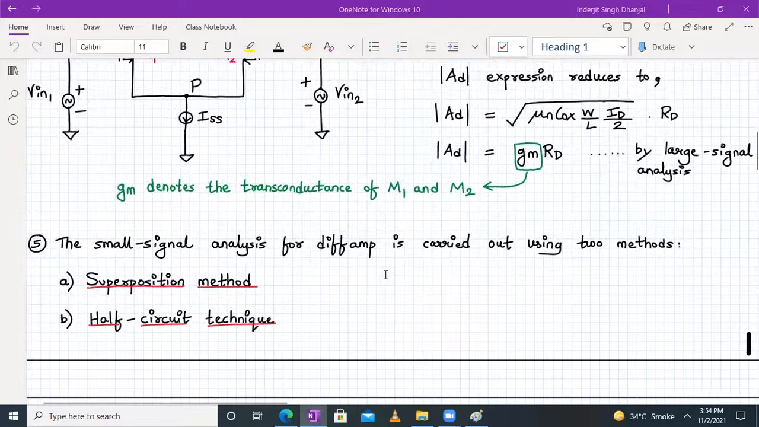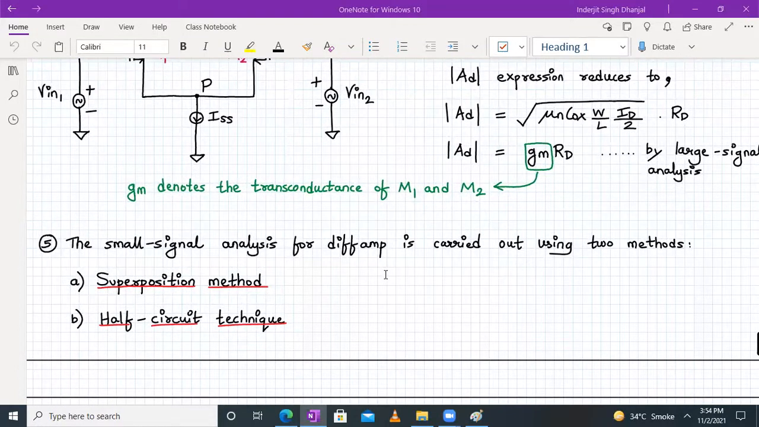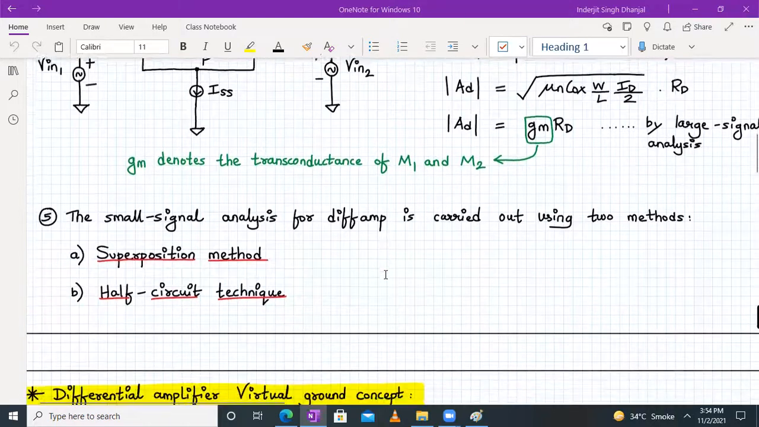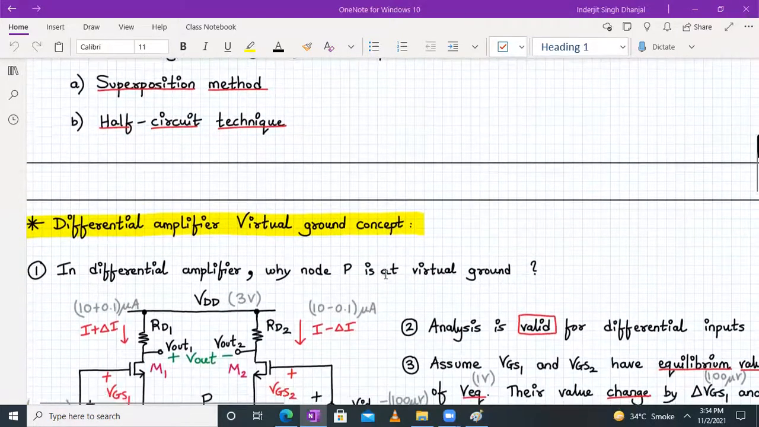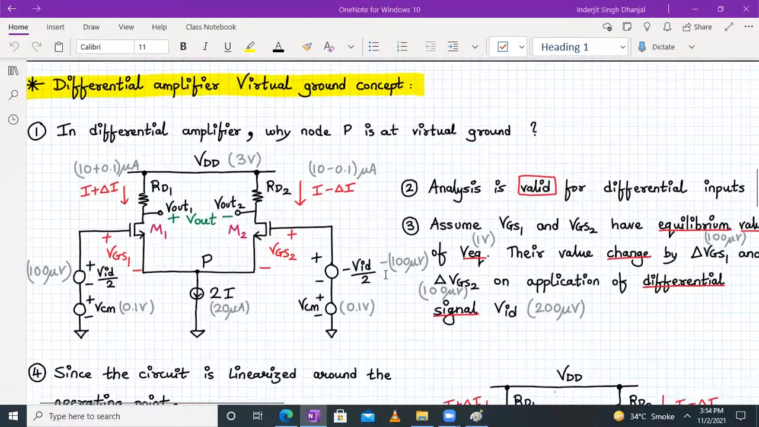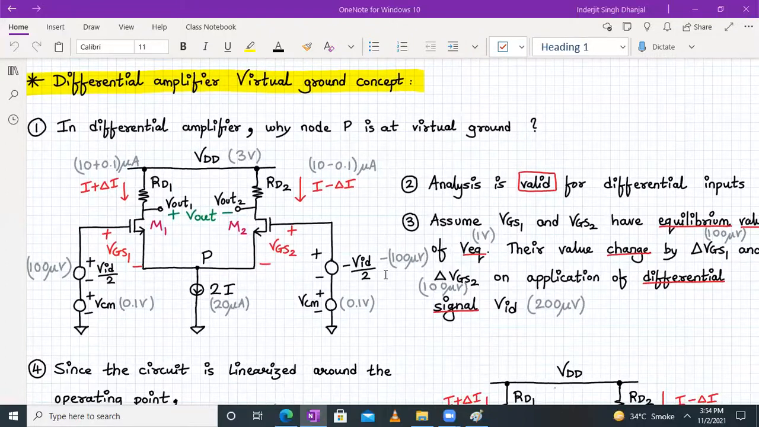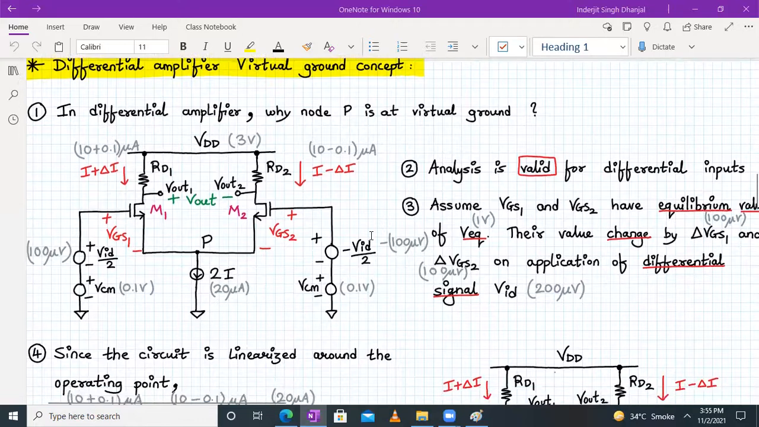Basically, the small signal analysis of a differential amplifier is carried out using two techniques. Number one is the superposition method, and number two is the half circuit technique. Before moving forward to the superposition method, there is one concept which we have to understand, with numbers: the virtual ground concept in differential amplifier. So we will try to answer this question.